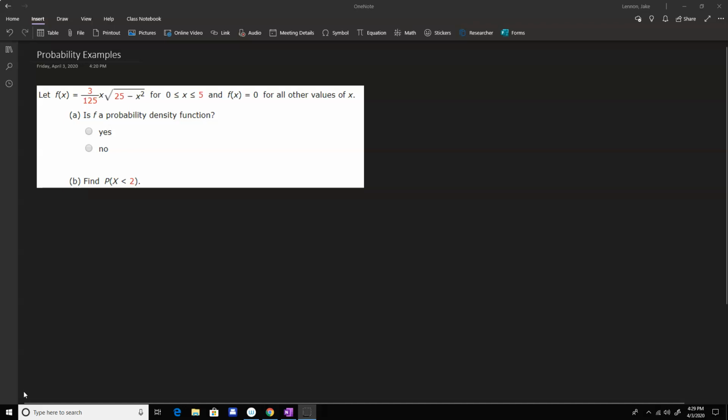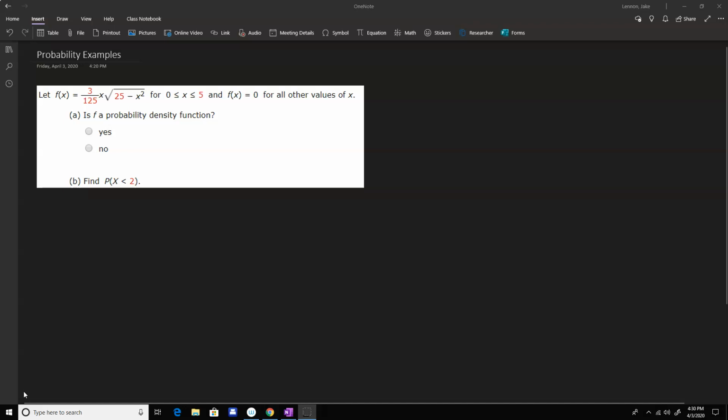So the first one, so these are all probability examples. We're looking at a probability distribution function, and first we're asked, is it a probability density function? That means if you integrate the entire domain, your value should come out to 1. And part B of this problem is to figure out the probability that x is less than 2. So you'll just be doing an integral again for that.